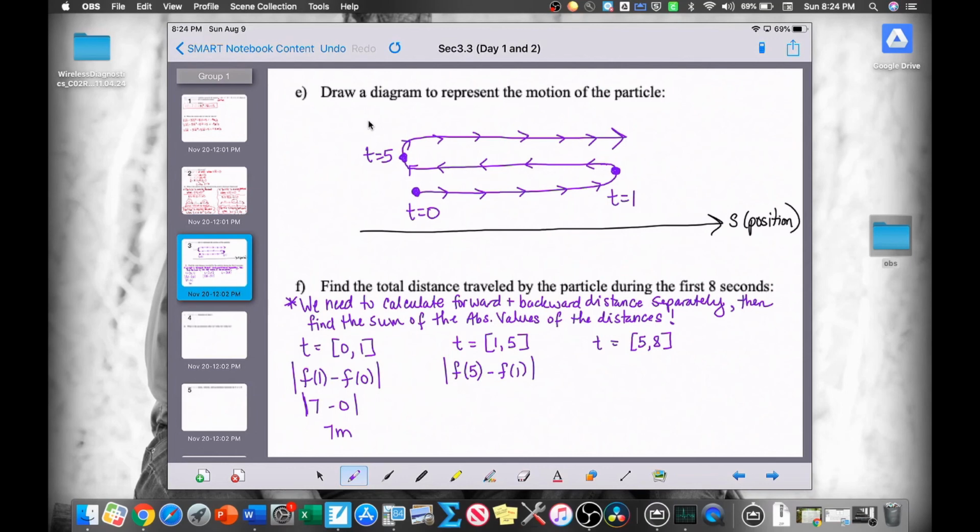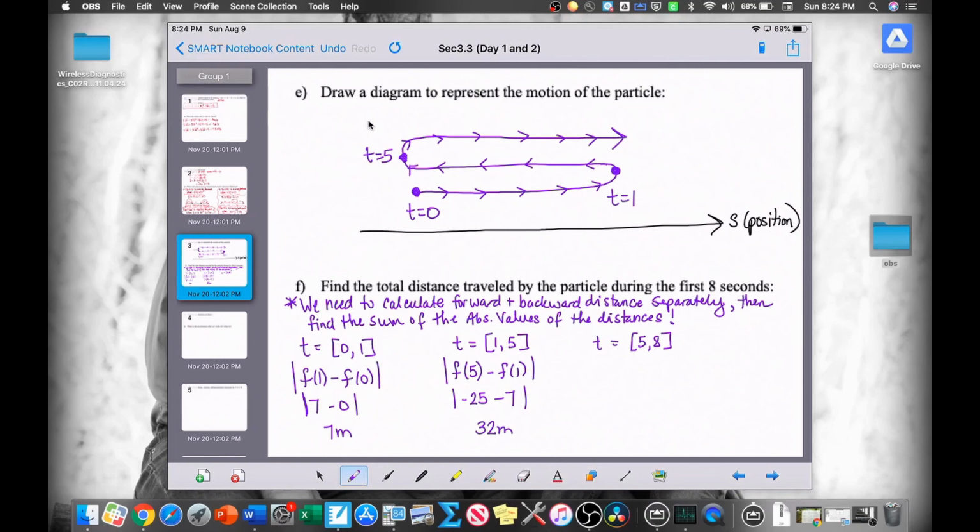Well, when we plug 5 into our position function, f of 5 gives us a distance of negative 25 meters, minus f of 1, which we already knew was 7 meters. So negative 25 minus 7, that's negative 32. Absolute value of negative 32 gives us 32 meters in the backwards direction. But again, absolute value is positive because we're looking for total distance traveled here, so all positives.